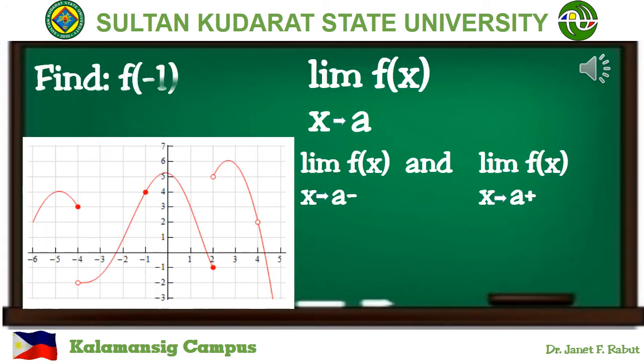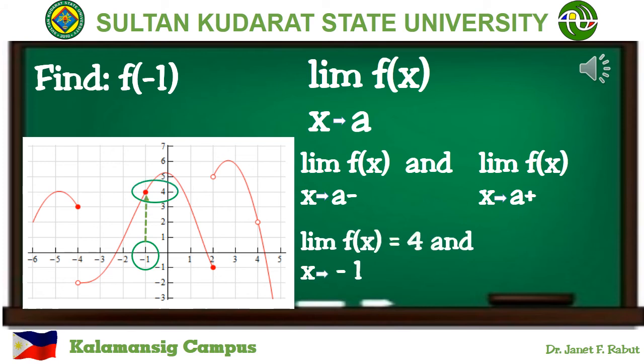Next, find f of negative 1. The limit of f of x as x approaches negative 1 from the left of a is 4. And the limit of f of x as x approaches negative 1 from the right of a is still 4. There is no other point we can see, and that point is closed.